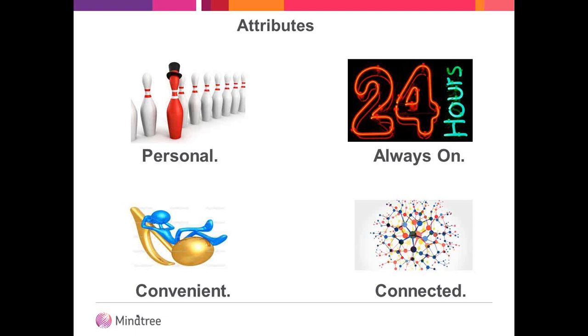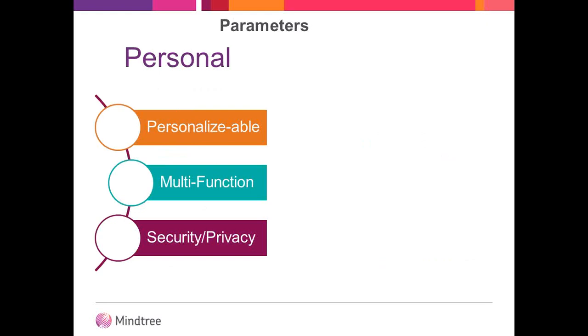So if you look at these 4 attributes and then break them down into the parameters that you can measure these attributes with, that's the kind of framework that we are looking at. Now let's look at each of these attributes and see what parameters define them. First thing is about personal.